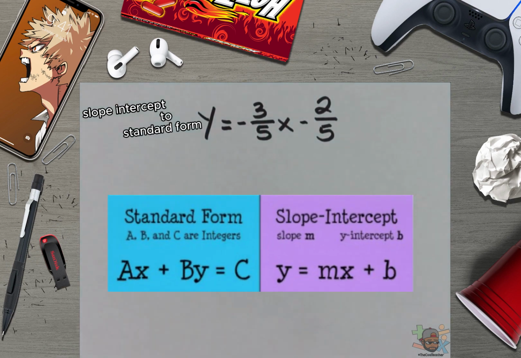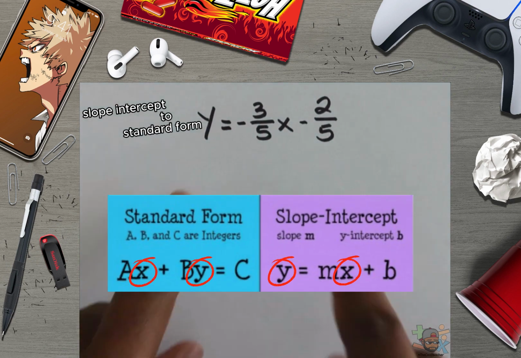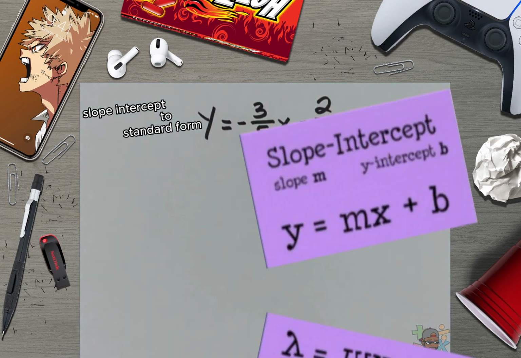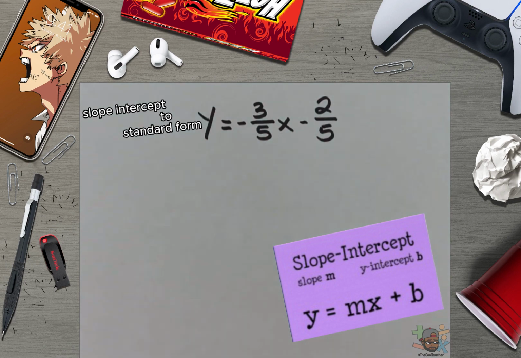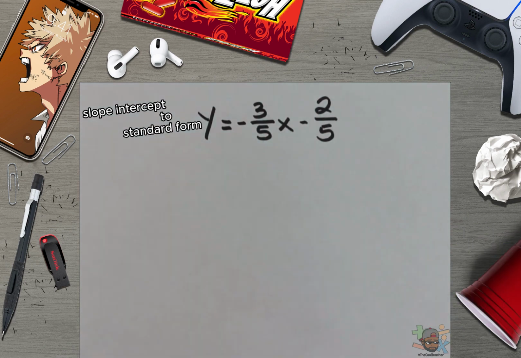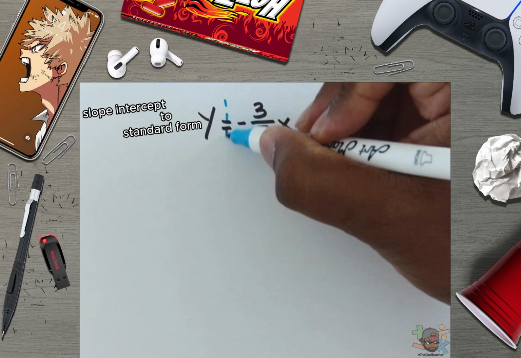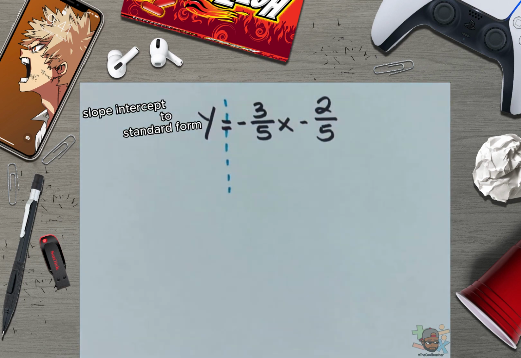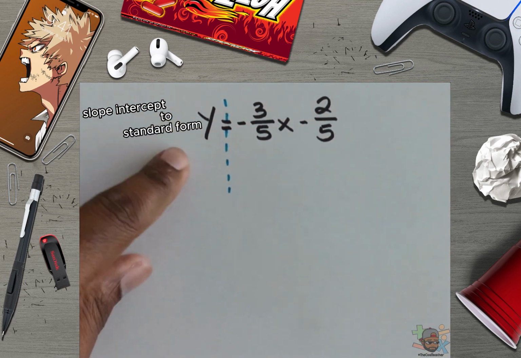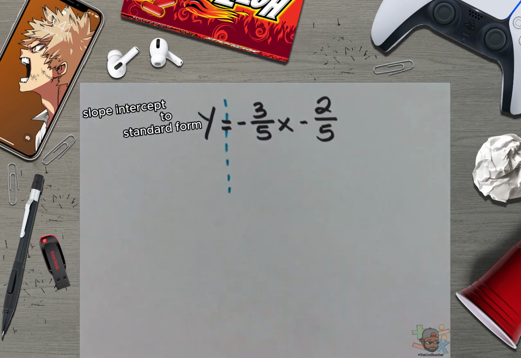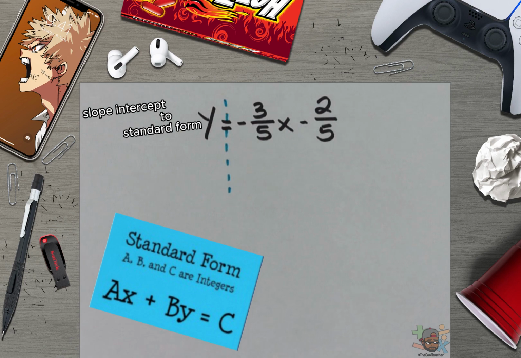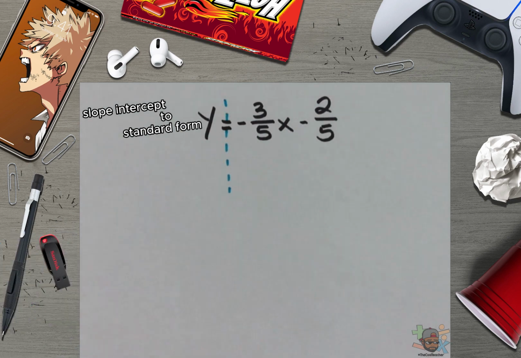Remember, slope-intercept and standard form, I like to focus on my y's and my x's. In slope-intercept form, the x and the y are on opposite sides. If you're wondering what I mean by sides, the equal sign is what separates the sides of an equation. So if I look, the y is on the left side of the equation, the x is on the right side. So I have to go ahead and get them on the same side because in standard form, you have ax plus by equals c. So I'm gonna go ahead and get these on the same side.